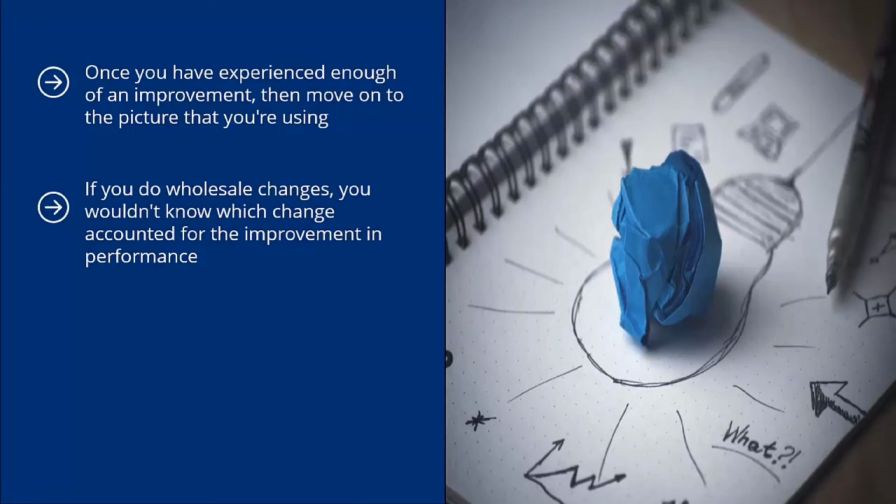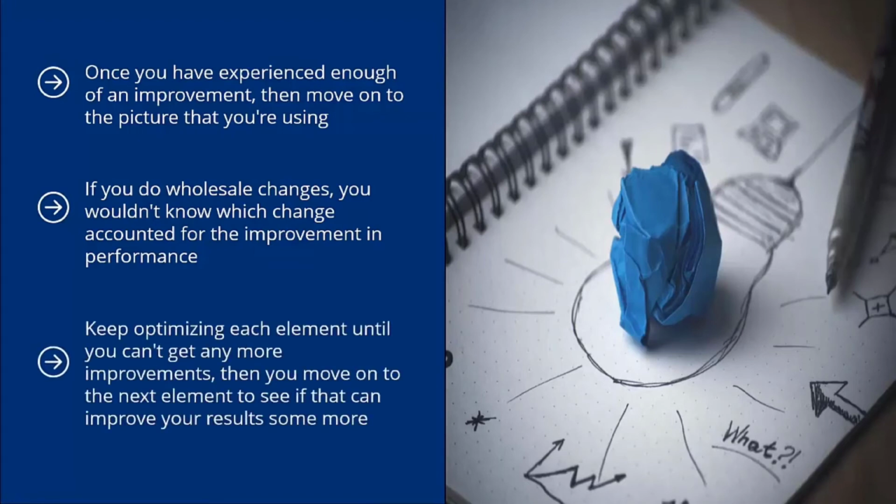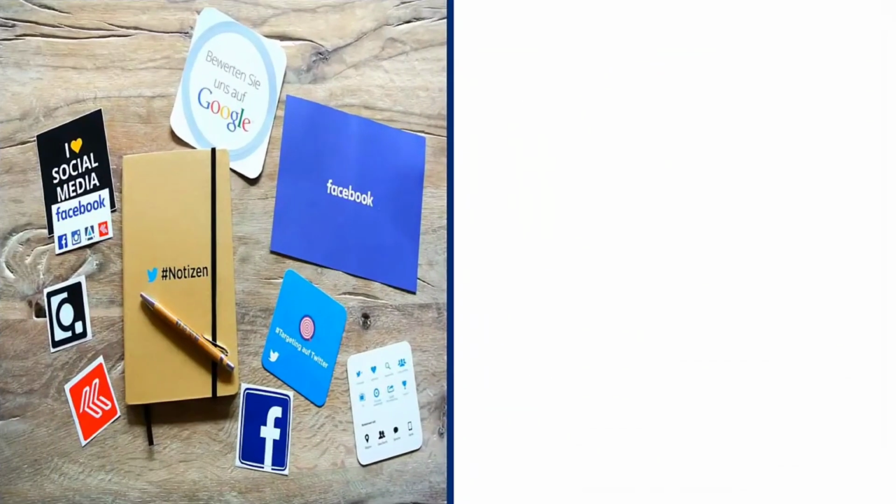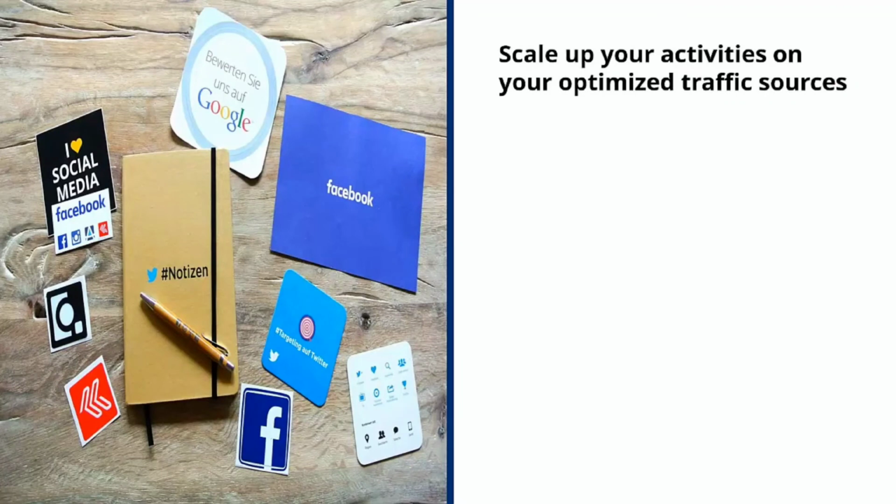You need to do element-by-element modifications so you can pinpoint which change turbocharged your results. Keep optimizing each element until you can't get any more improvements. Then you move on to the next element to see if that can improve your results some more. Eventually, you would reach a point where the whole ad or the whole traffic generation method is optimized. Scale up your activities on your optimized traffic sources. What follows are optimization strategies customized for the different traffic methods discussed in the previous videos.